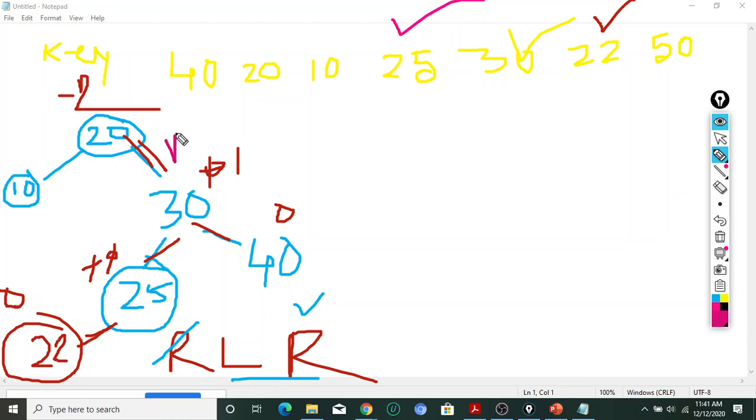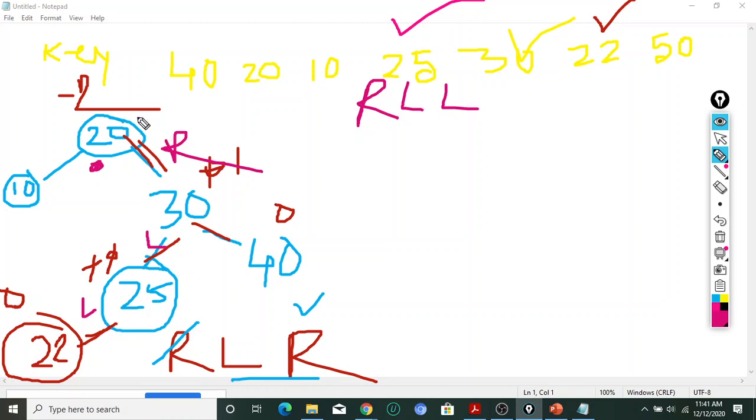Because this is right, this is left, this is left. So RLL. Okay, now consider which node is imbalanced. Right, 20 is the imbalance node because the balance factor is 2. If it is imbalanced, we will start from here.